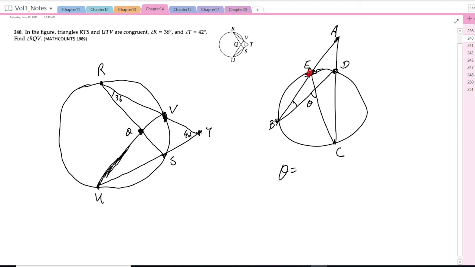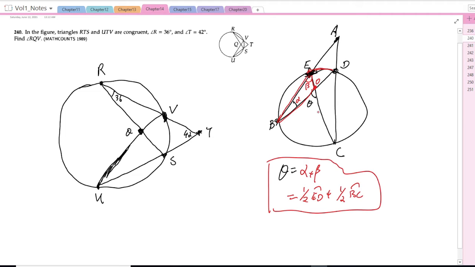Theta is the exterior angle of the triangle EOB. So it is equal to alpha plus beta, right? So theta is equal to alpha plus beta. You can see alpha is half of the arc ED, and beta is half of the arc BC. So the angle theta is equal to half of this arc plus half of this arc. The angle theta is spanned by this arc and this arc, right?